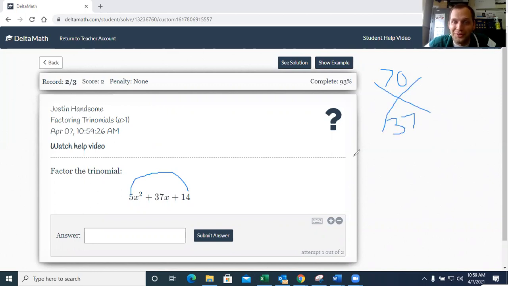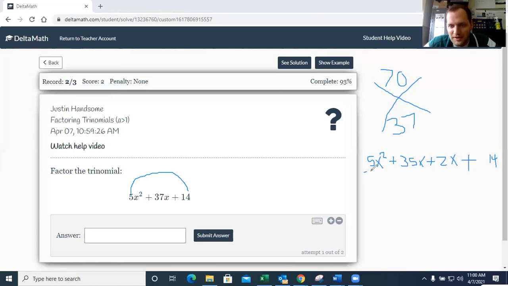Y'all thinking. Think about it for a second. I'm gonna write this out. 5x squared. Got a 14. We're going to have a plus 35x and a plus 2x, because 35 plus 2 is 37. 35 times 2 is 70.